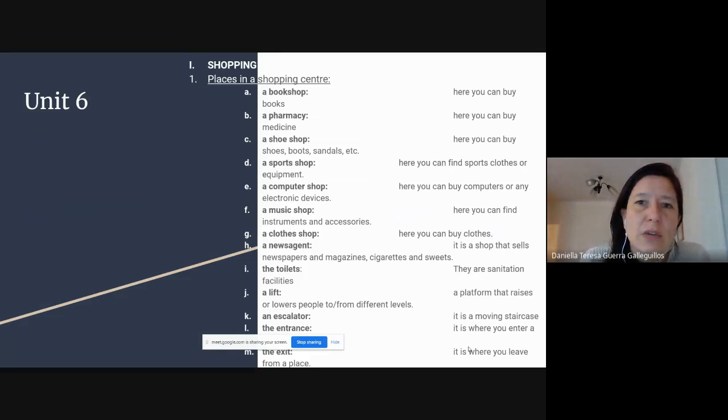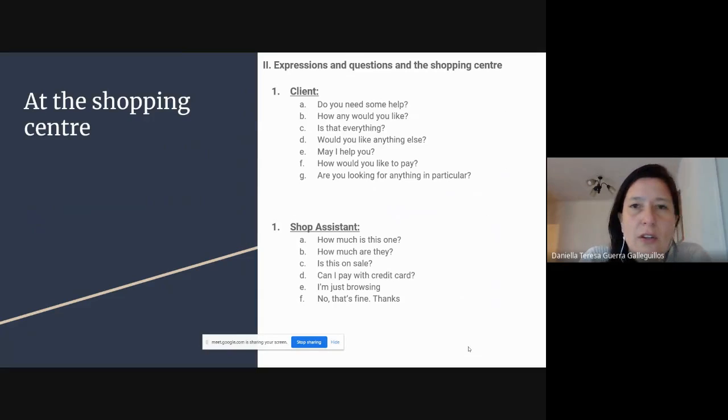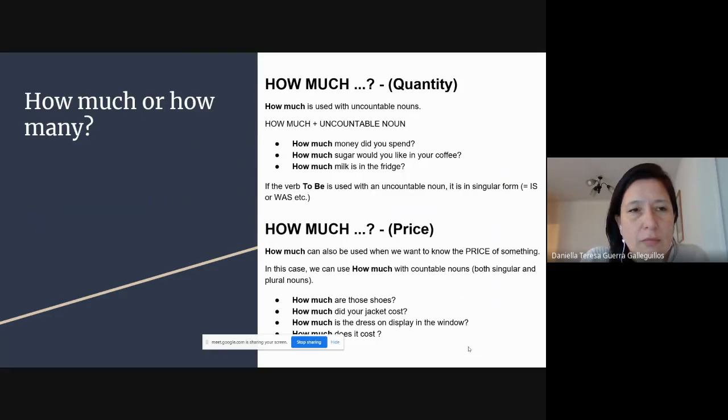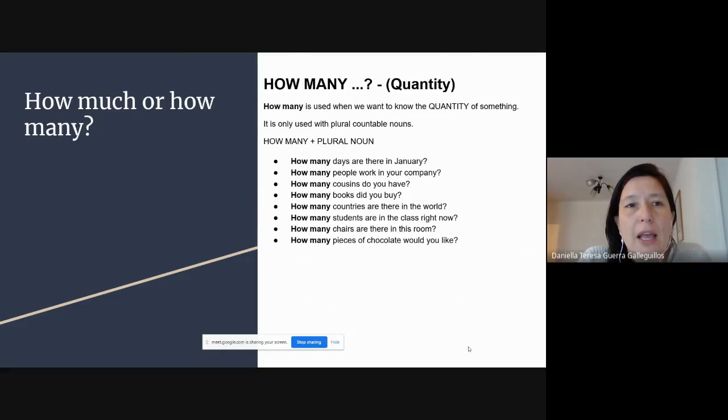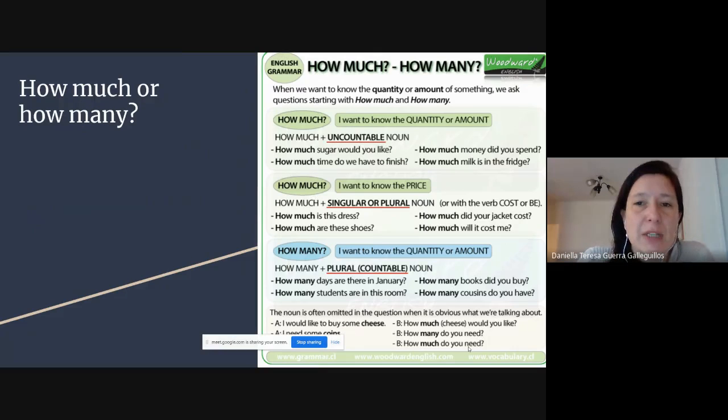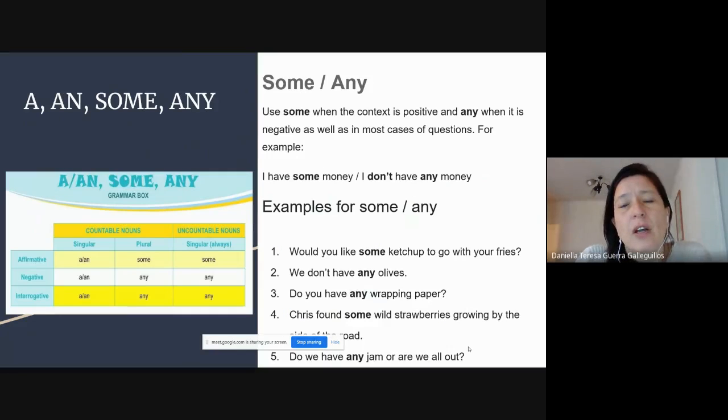There you can see the description of the things that you can do in different places in a shopping center. Also, the expressions and questions that you can find in a situation where you are shopping between the client and the shop assistant. In the next slide, you can see the differentiation between the use of how much and how many to express quantity and to talk about price. And there are also some images that summarize all the information. Also, I added the information about the difference in use of an, some, and any.